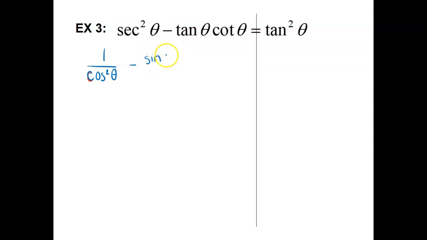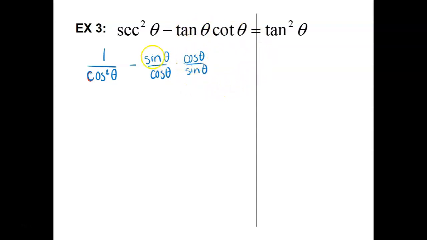1 over cosine squared theta minus, let's see, Adam, what is tangent? Sine over cosine. And Boone, what's cotangent? It can be 1 over tangent, but since I went with sine over cosine here, let's do cosine over sine. That would work also, though, if you did not change tangent.